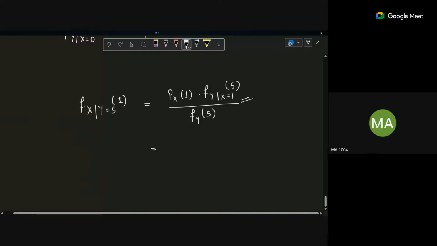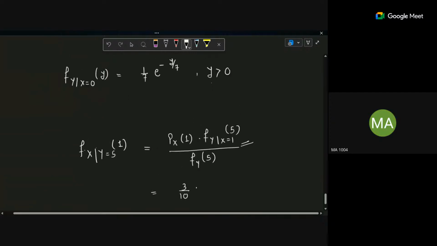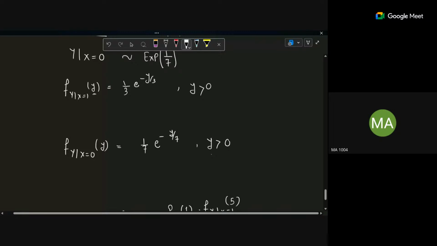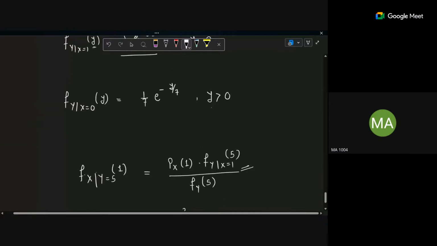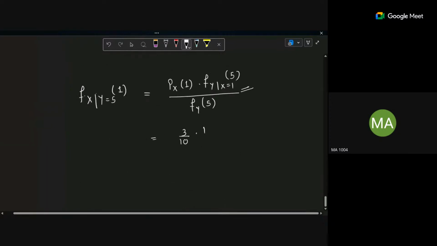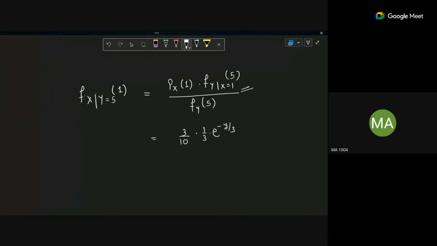What is P_X of 1? It's 3 by 10. What about f_Y given X is equal to 1? Just scroll down. Yes, this one, right? Substitute. So 1 by 3 e to the power minus y by 3, minus 5 by 3. What about the marginal PDF of Y at point 5?